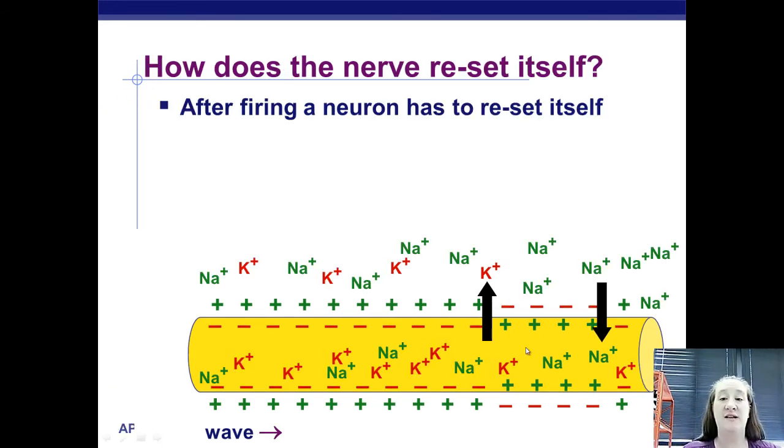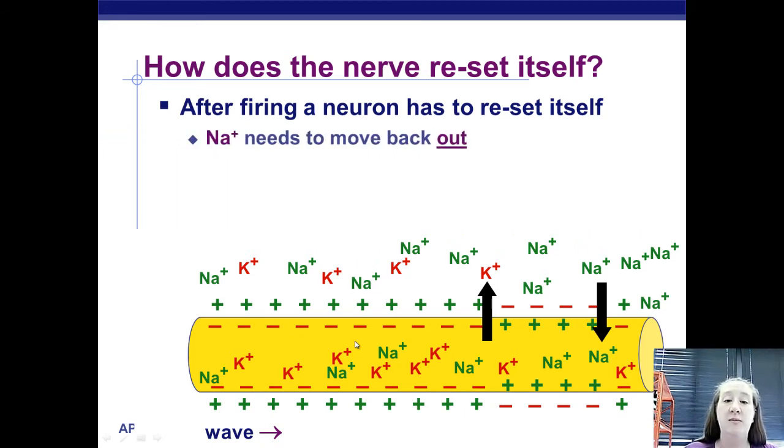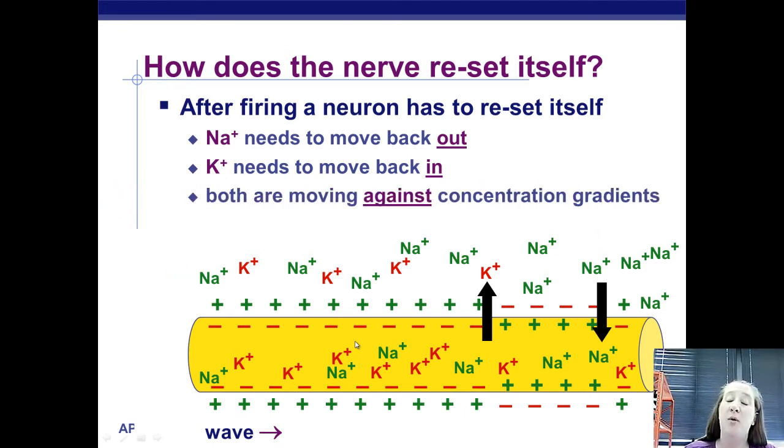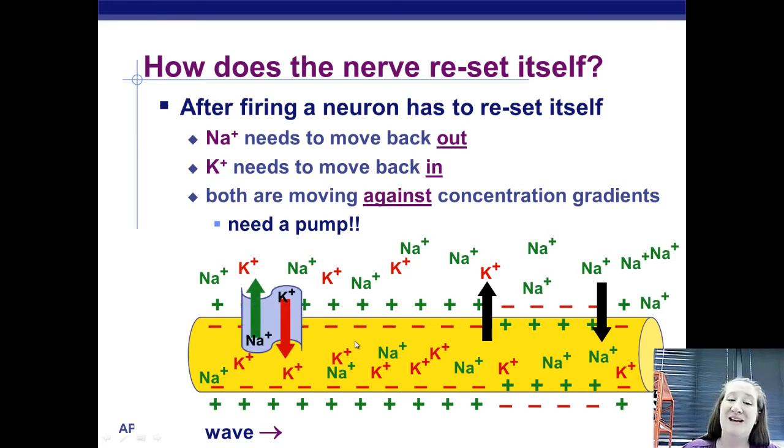So once a neuron has fired and then has reset its charge, it's positive on the outside again and negative on the inside, but the potassiums and the sodiums are in the wrong spot. So the nerve won't be able to refire the way that it should. So the sodium needs to move back out, and the potassium needs to move back in, so they're in the right spots for when the neuron tries to fire again. Okay? But both of them have to be moved against their concentration gradients. So this is going to require active transport, an actual pump. We call that sodium-potassium pump.